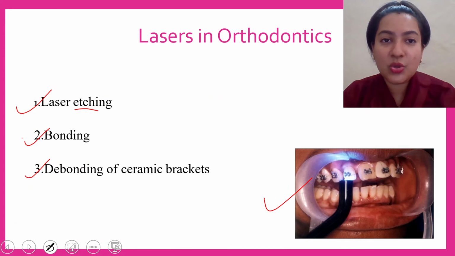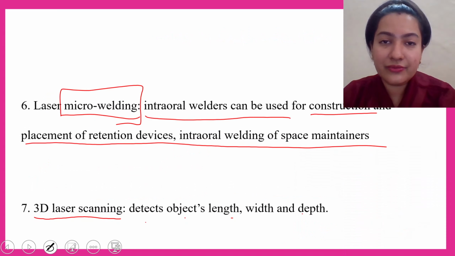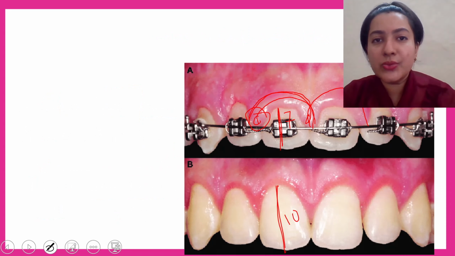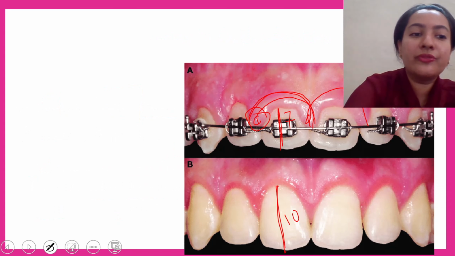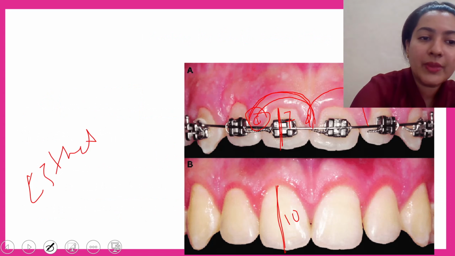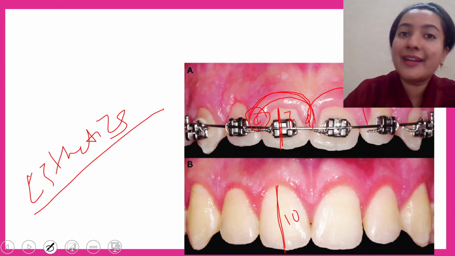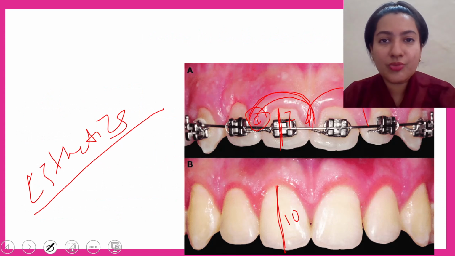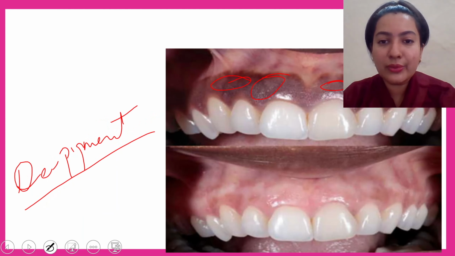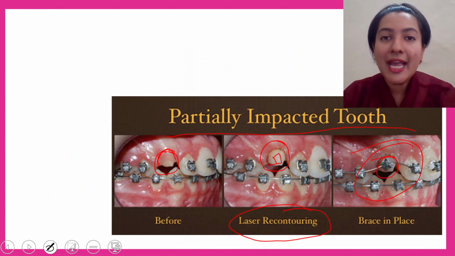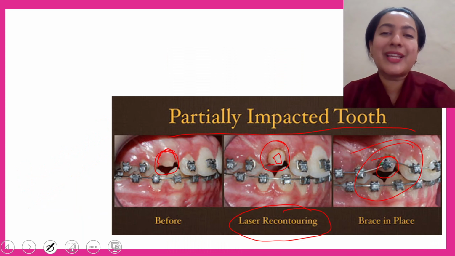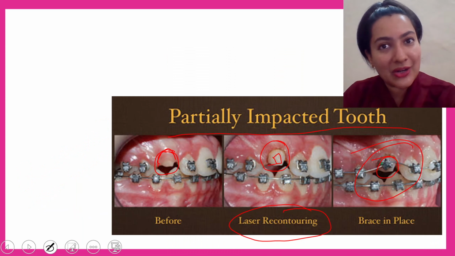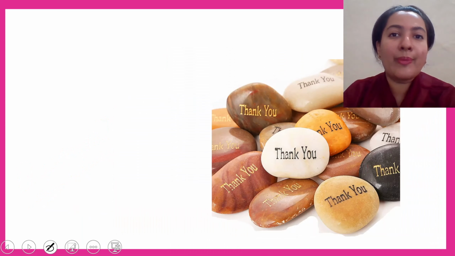The next thing which we saw was purely the use of lasers in orthodontics, where all these uses were seen, and these were a few additional uses in orthodontics to improve the aesthetic quotient of the patient. Okay, so they are used in aesthetic dentistry as well. So this was your gingival recontouring and crown lengthening. This was your depigmentation. This was laser recontouring to expose a partially impacted tooth into the oral arch so that the tooth can be brought into the maxillary arch. So yes, this is all about lasers.